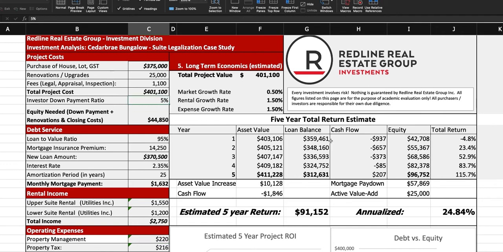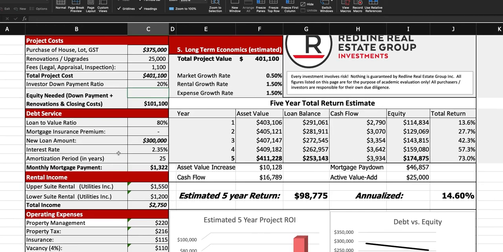So those are the numbers at 5% down, but let's come back to 20% down now and move on to looking at the effects of an interest rate change and what that would mean for a deal. We're here at 2.35% interest on this. Now you can get all kinds of different interest rates out there. If we were to boost this all the way up to a 4% interest rate, you can see the difference here. Your annualized rate of return does come down a little bit.